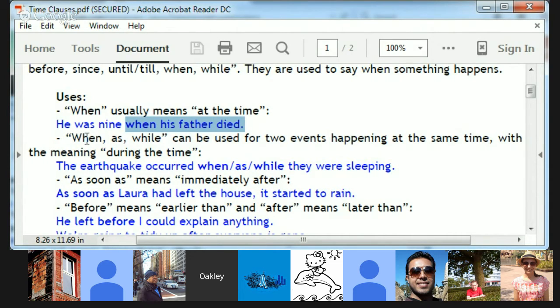Okay, when, as, and while can be used for two events happening at the same time, with the meaning during the time, or, well, at the same time, actually. Okay, well, I'm getting ahead of myself. Let's take this step by step here.